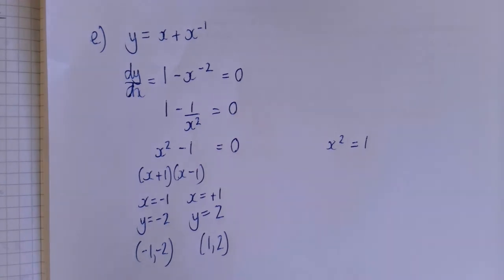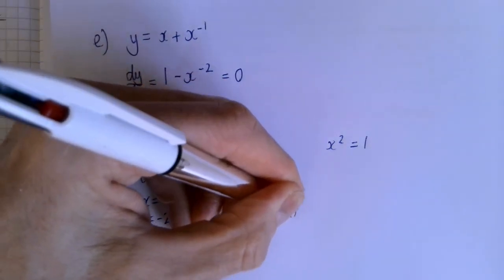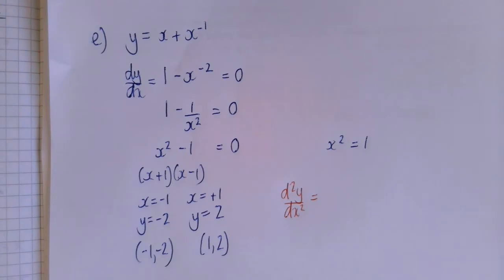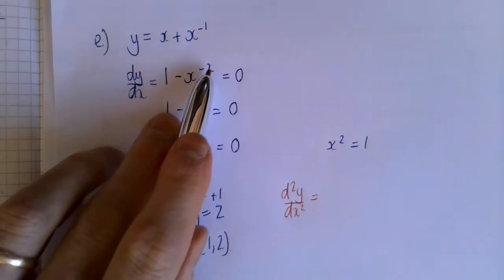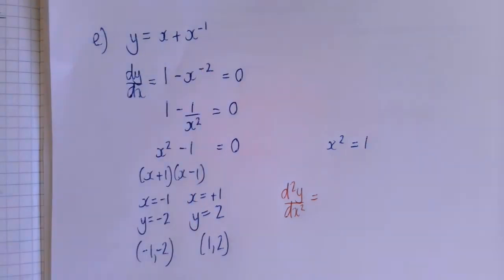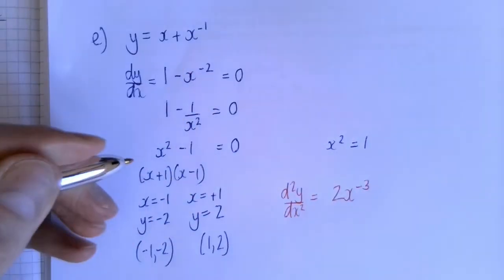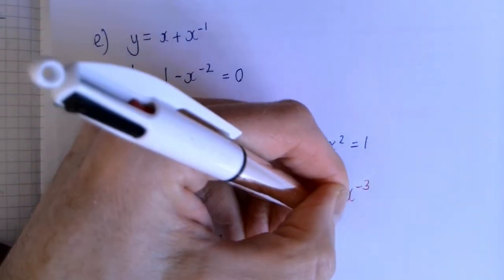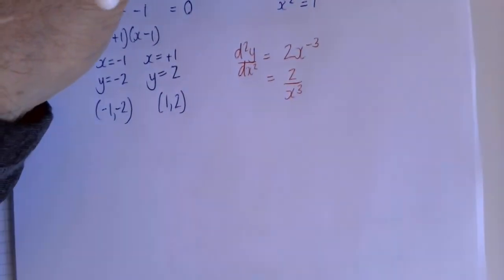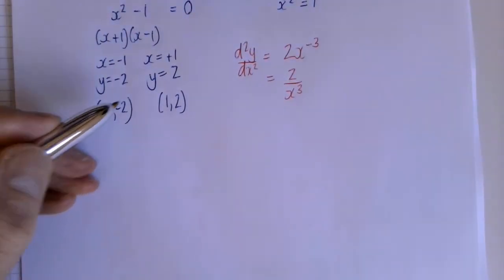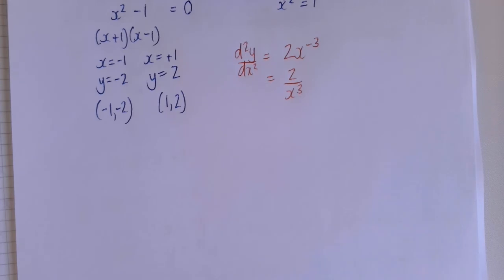Okay, what about the nature of those turning points? Let's work out d2y by dx squared. So my constant disappears. This term here, multiply by the power, so it's minus 1 times minus 2 just becomes 2. Reduce the power by 1, which means the same as... okay, so substitute in your 2 x values. What do you get when x is minus 1? What do you get when x is plus 1? And tell me whether these are maximums, minimums, or inflections.